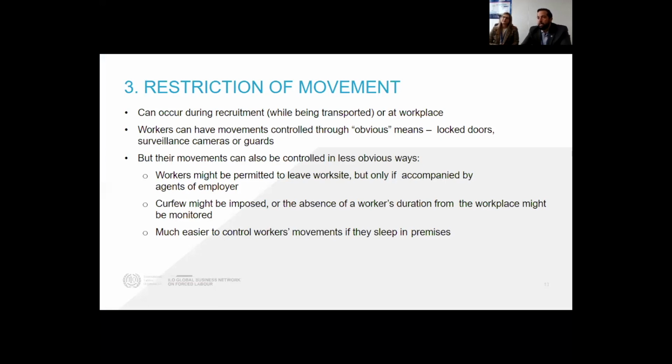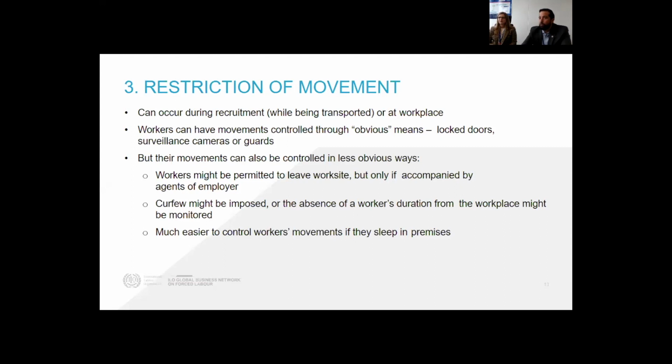We did mention already a few elements here, but it's also important to say it can occur during the recruitment phase, while being transported, at the workplace. So it can be during the first phase of the trafficking, and also at the exploitation phase. Workers can have movements controlled by obvious means. For example, we mentioned locked doors, surveillance cameras, or guards. But their movements can also be controlled by less obvious ways.